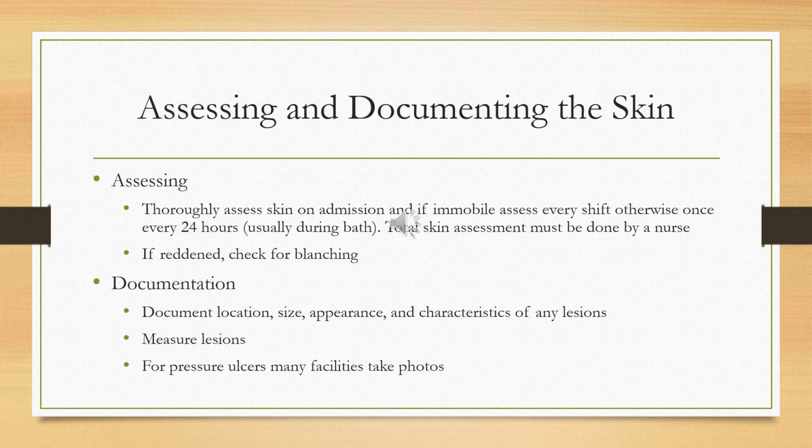If you see an area that's red, is it blanching or whatnot, you're going to document the size, the location, the appearance, the characteristics of the lesion. When we measure our lesions, we measure length times width times depth, and we're going to measure in centimeters always. Some facilities, depending on where you are, might take photographs of pressure ulcers as well to see the progression of it, is it getting better or worse or whatnot.